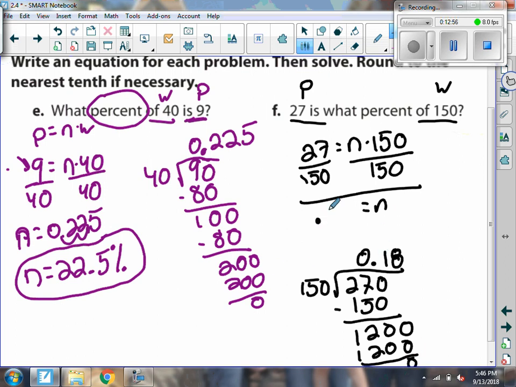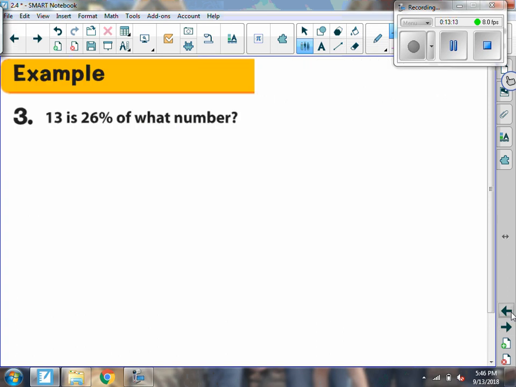So I have n is equal to 0.18. So I have to move my decimal 2 places to the right. So n is equal to 18%. There's my final answer. Copy this down. 13 is 26% of what number?